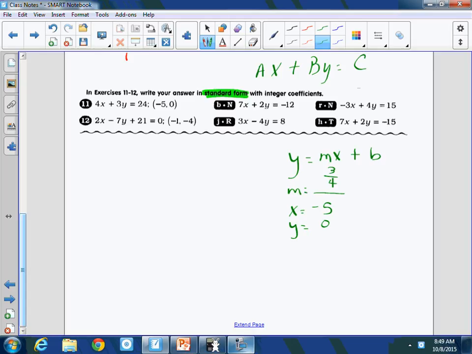So I'm going to plug in them over there. Y is 0. M is 3/4. X is -5 plus 3.